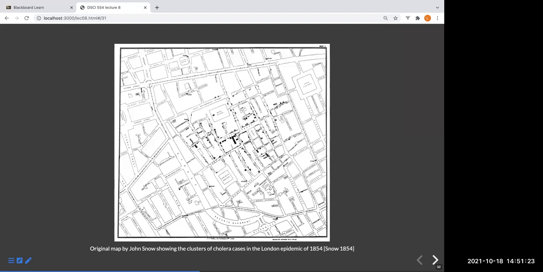Okay, so maps have been around for quite some time. Here you see one example from John Snow. This is the original one that he created for trying to understand where the cholera epidemic initiated in London in 1854. I think the epidemic was in the same year.